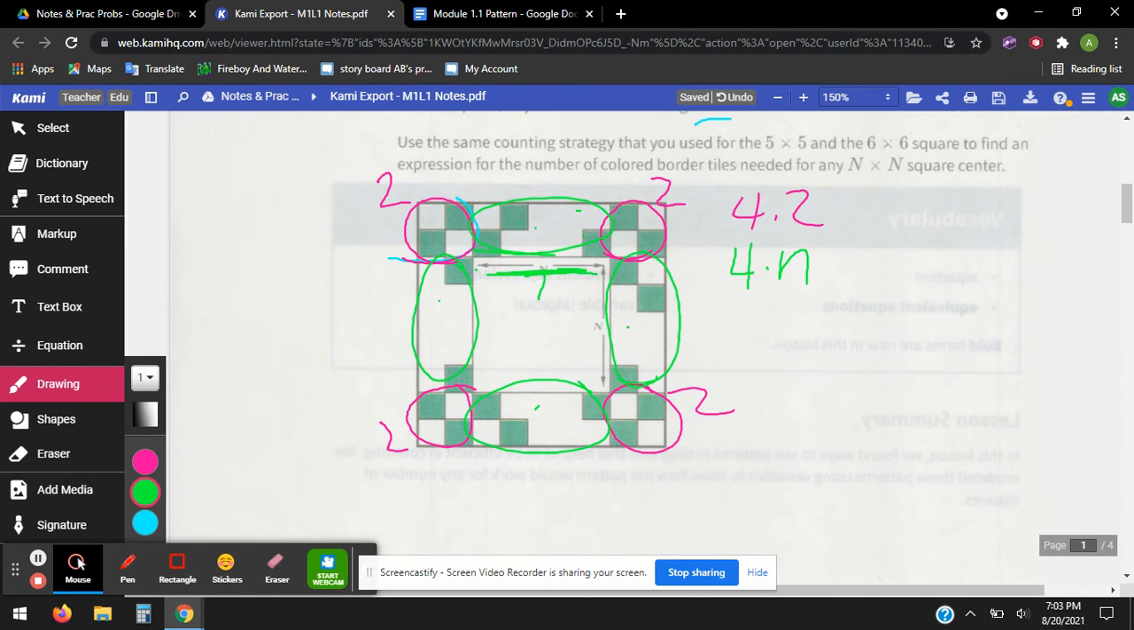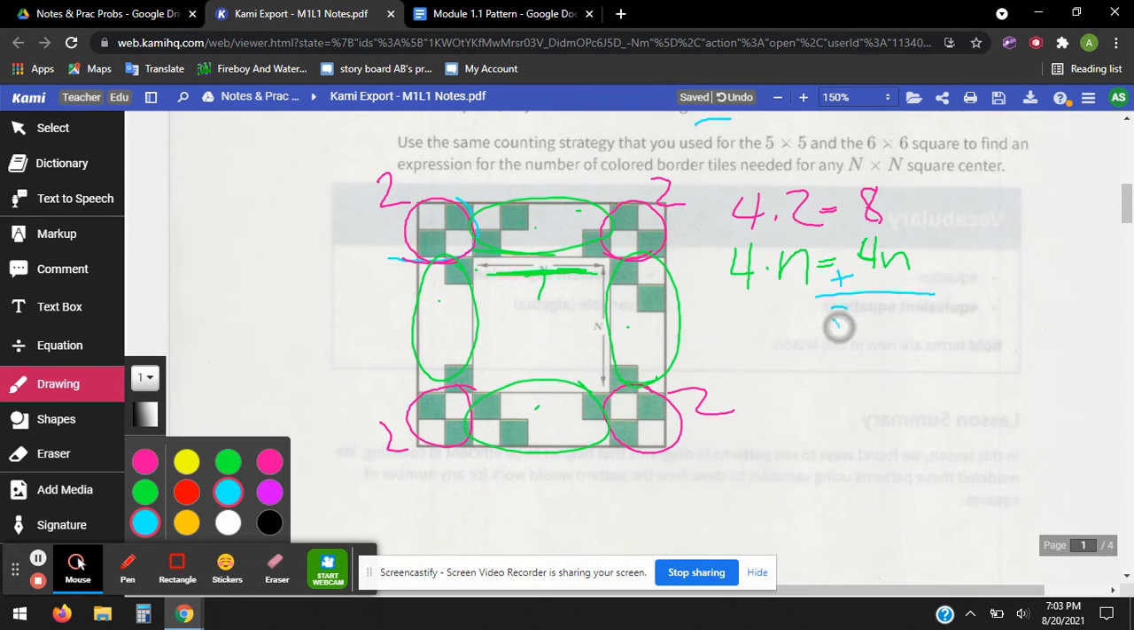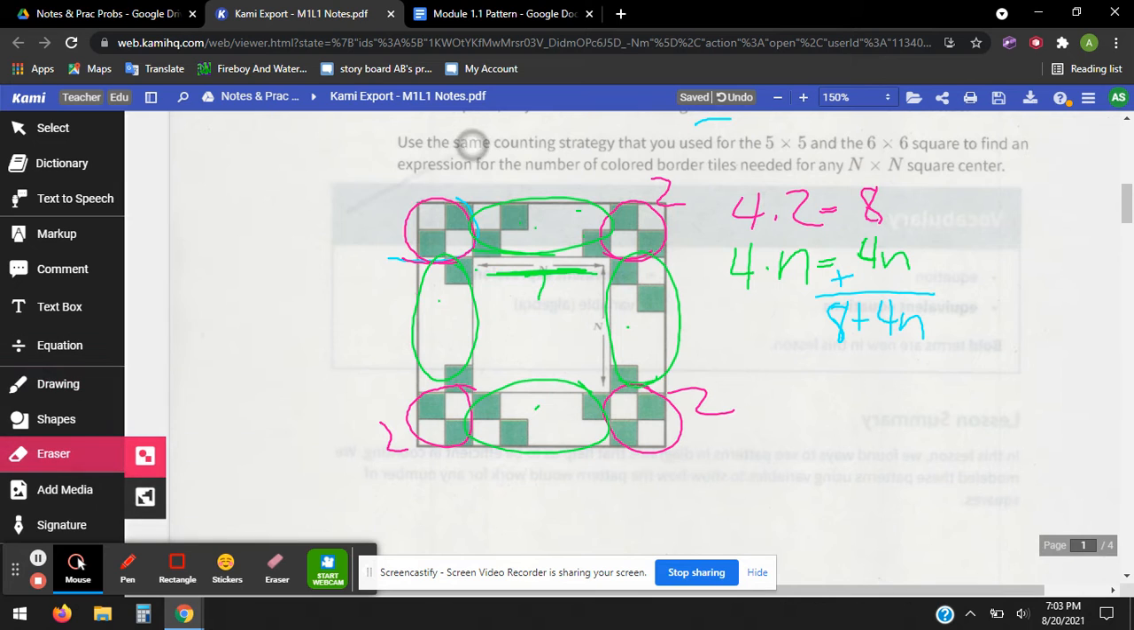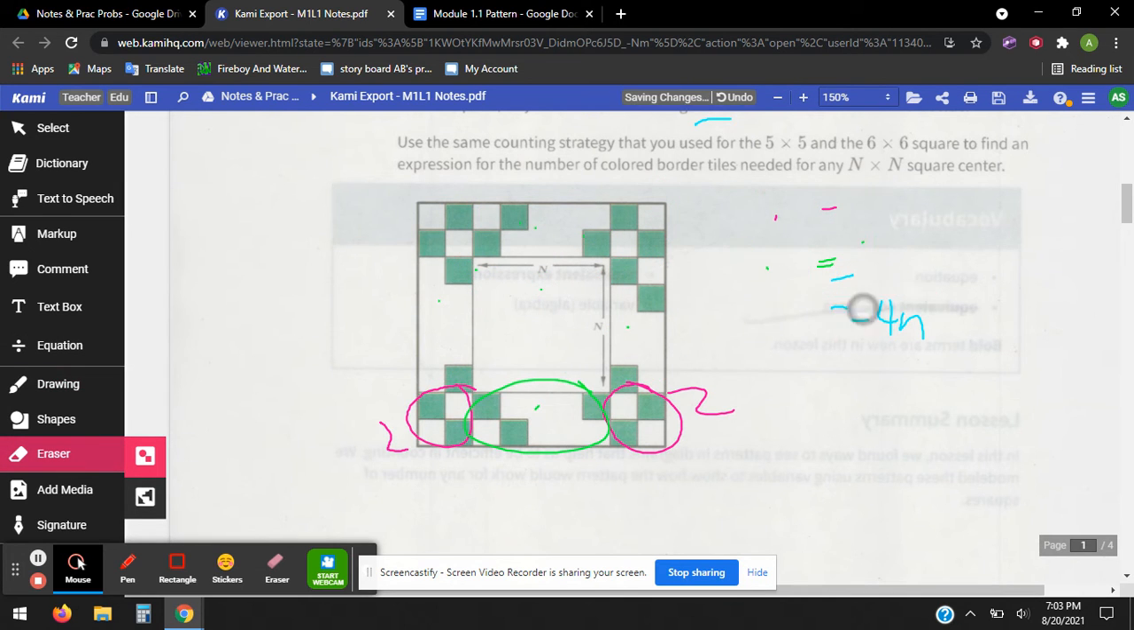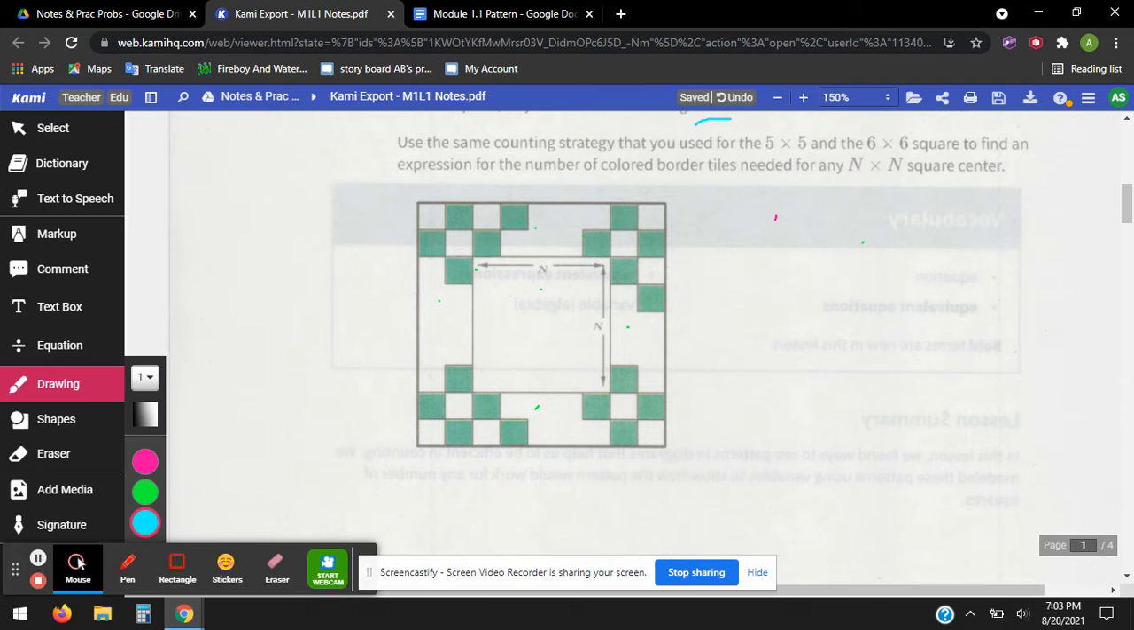So then what did I do after that? Well, I added them together. So I had 8 from 4 times 2, and 4n from 4 times n. And so if I add those together, I get 8 plus 4n. So that's one way you can do it, and that's one answer you could have too. You could also chunk it a different way. Let's do it at least one more time. So that was one way. I'm going to write 8 plus 4n over here and put that as one of our answers.